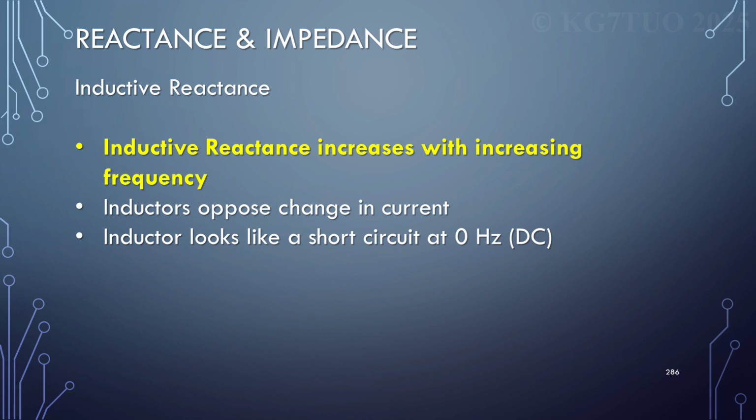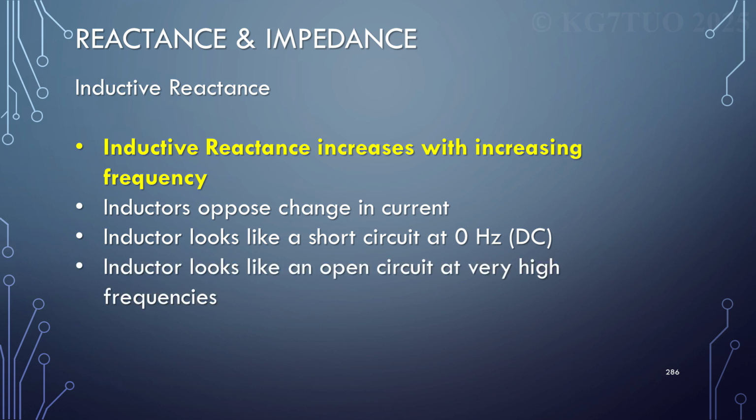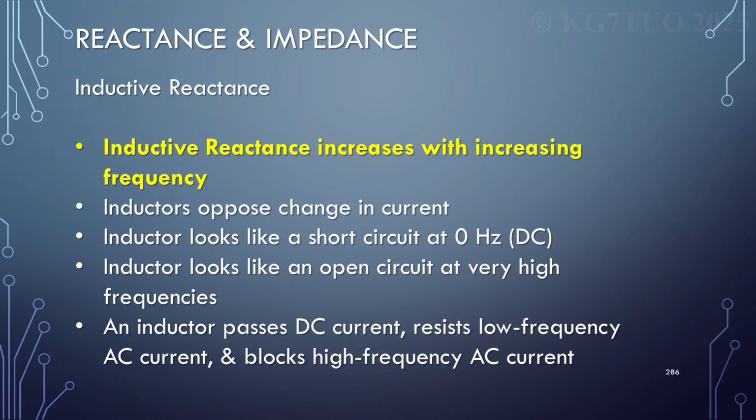Run that by again. Okay, I read it wrong. Yeah, because it goes right in and it comes right back out. Okay, an inductor looks like an open circuit at very high frequencies. There we go. An inductor passes DC, resists low frequency AC, and blocks high frequency. Essentially, it reacts exactly the opposite of a capacitor, which is to our advantage. We use them.